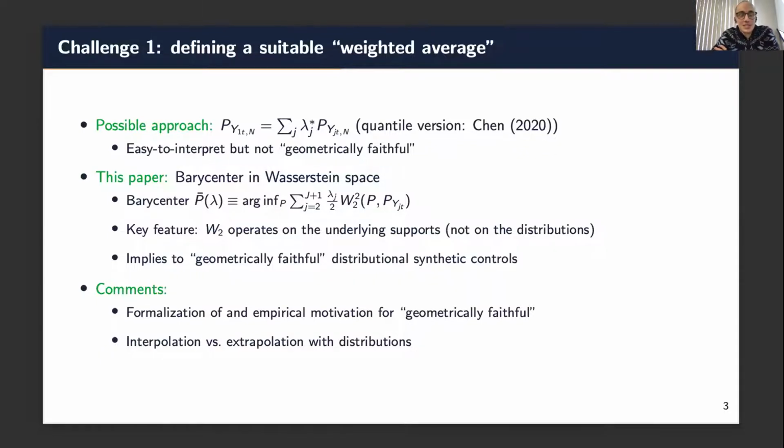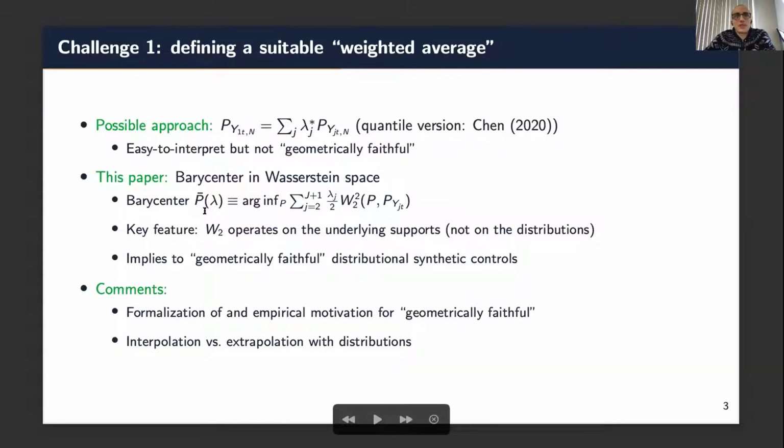This is something that is easy to interpret. That's probably also why I thought about this in the first place. But as Florian shows, it has issues. And in particular, it's not geometrically faithful, by which Florian means that it basically doesn't allow you to approximate general nonlinearities of the target. And the solution that the paper proposes is to use these barycenters in 2-Wasserstein space.